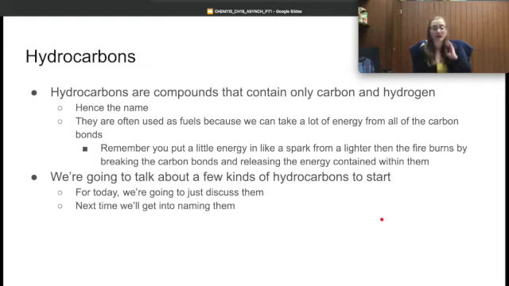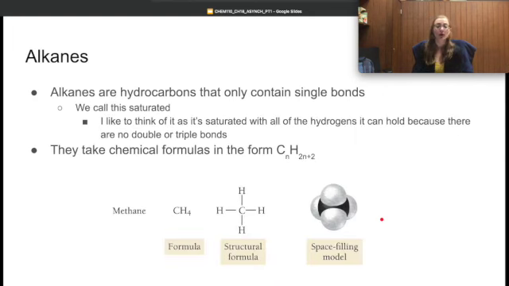So we're going to talk about a few kinds of hydrocarbons to start with. Again, today we're just going to discuss them, and then next time we'll get into actually naming them. So we're going to talk about 3 different kinds of hydrocarbons, and then we'll talk about aromatic hydrocarbons, okay? So alkanes are one form of hydrocarbon, and what makes them unique is that they only contain single bonds.